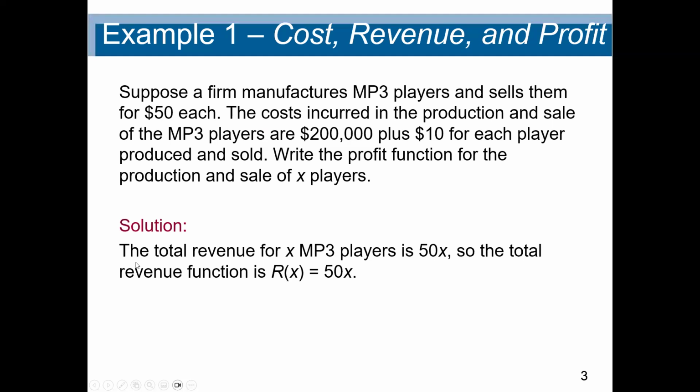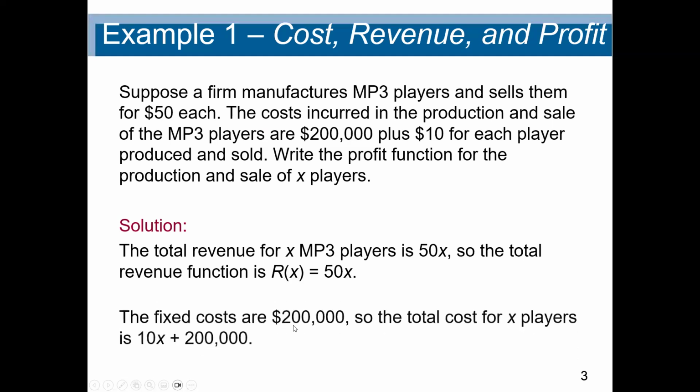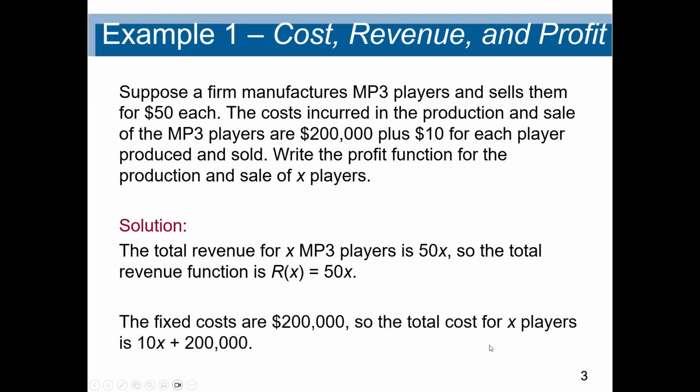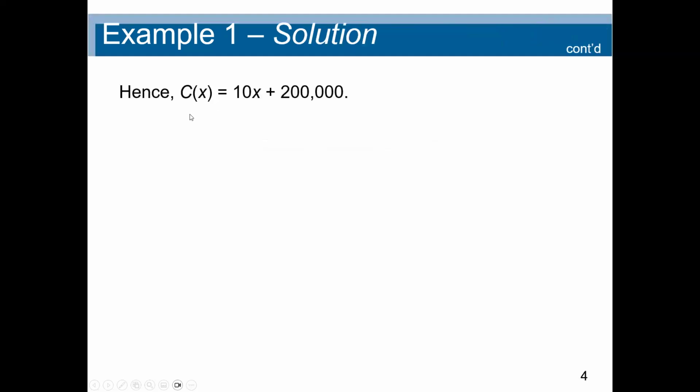So let's see the steps. The total revenue, again, for X MP3 players is 50X. So R at X equals 50X. And then we say the fixed cost is 200,000. The total cost for X players is then 10X plus 200,000. So the difference of the two will give us the profit.